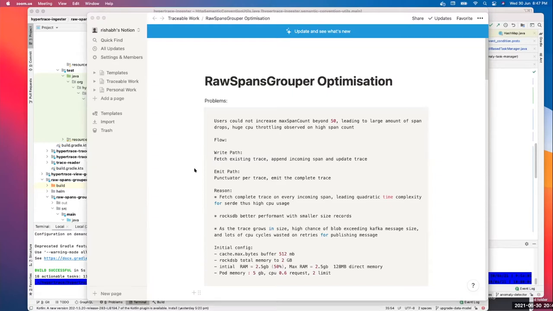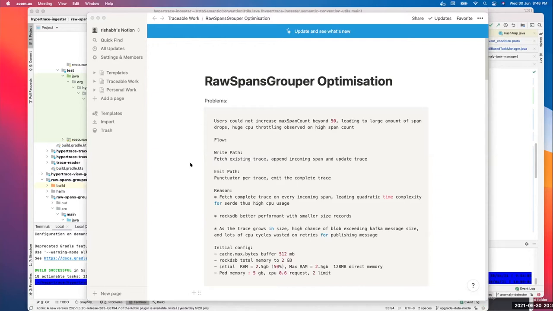I will be talking about the optimizations that have gone into various aspects of our ingestion pipeline, but specifically I'll focus on the work done in raw spans grouper. This is the second service in our ingestion pipeline, and the main task of this service is to stitch together the spans to build a trace. The rest of our pipeline then works with a trace.